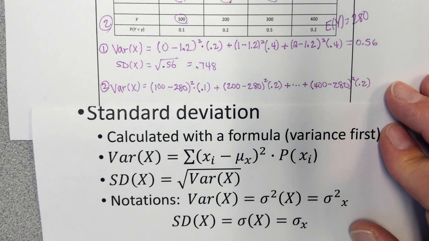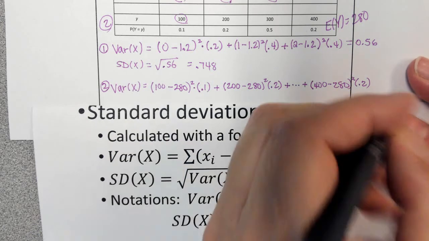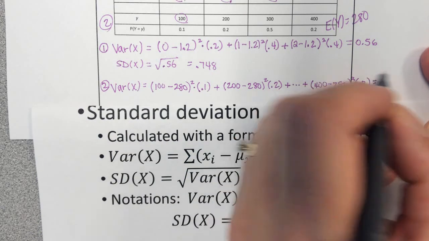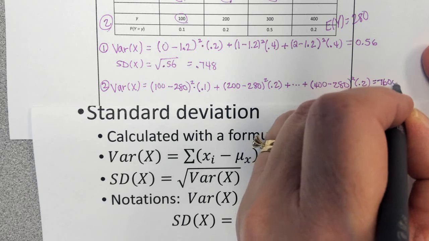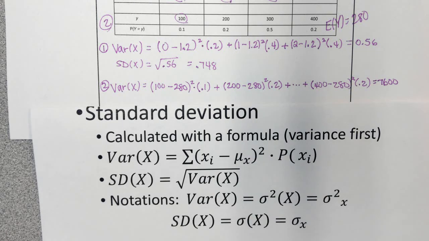A lot of stuff to calculate. This is where having a trick in the calculator comes in handy, which is the last thing I'm going to show you. But let's finish this one first. That actually tallies up to 7,600.